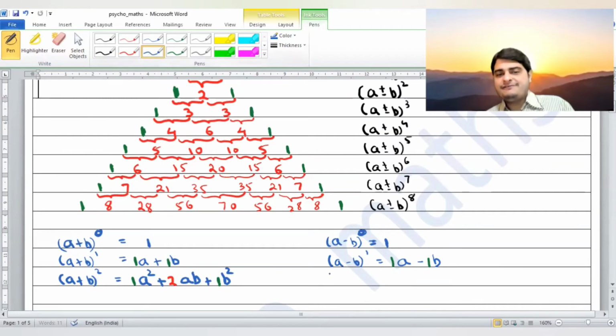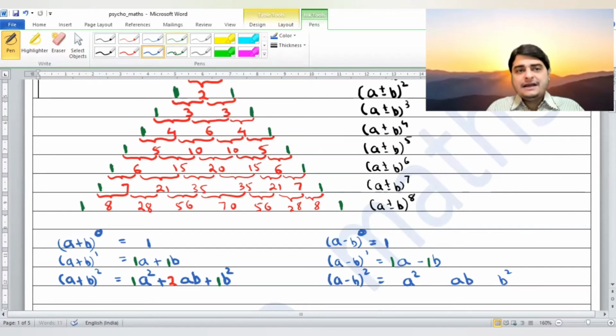So then how shall we follow in case of a minus b the whole square? Similarly, the powers, the way of writing a and b won't change. Even the coefficients remain the same. What we need to do is just, since the sign in the middle is minus, the first term a square is positive, the second term will be negative, and the third term is positive again.